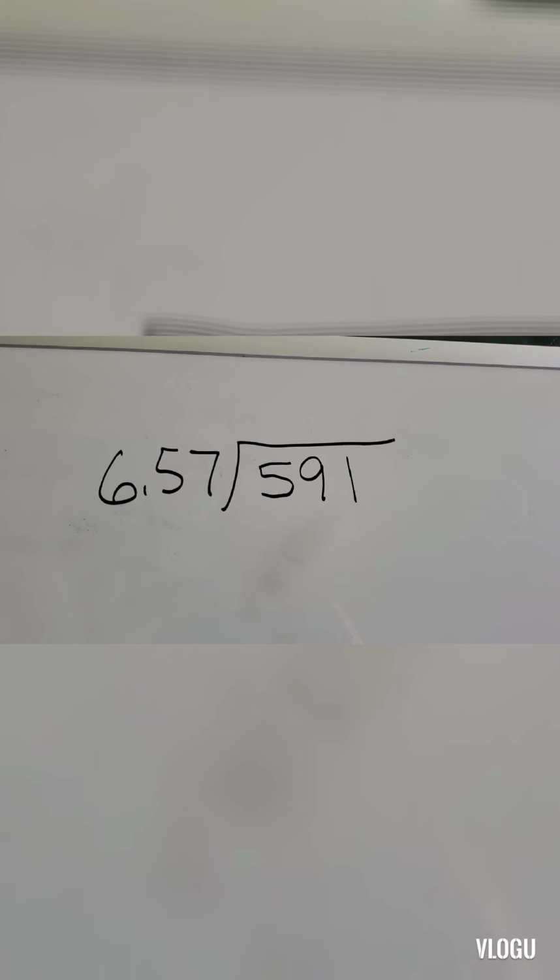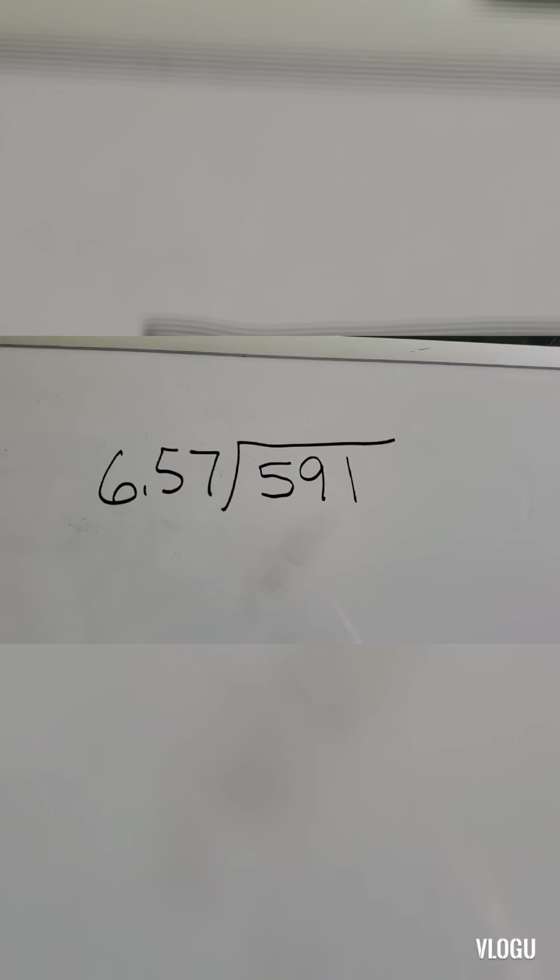7 goes into 36 about 5 times, because 7 times 5 is 35. It gets us the closest. So I don't need to do any more. I've got my 5. I'll plug my 5 in up here, and then I'll multiply.